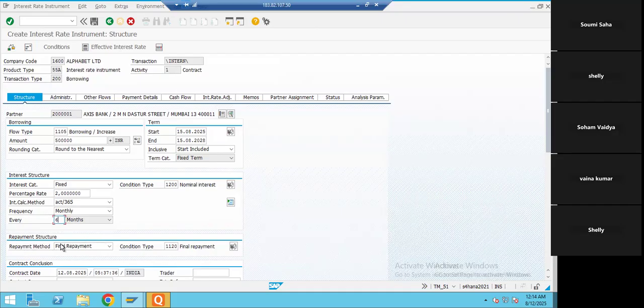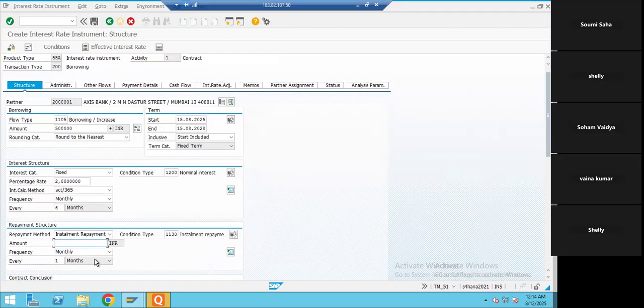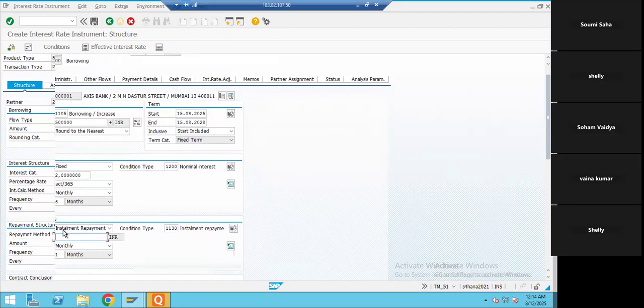You have repayment methods also for your loan. Do you want to make a final repayment or an installment repayment? You can choose it from here. You can choose the installments when it will become due and go inside it and change it. SAP automatically will calculate the dates based on your start and end date, and how much you want to pay in the installment. You can decide here, will it be a particular sum of money or a particular percentage also? You will decide that.